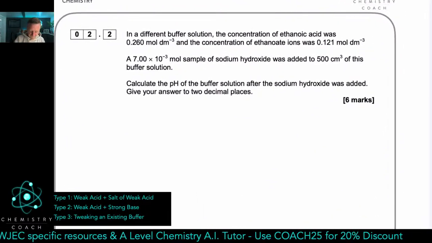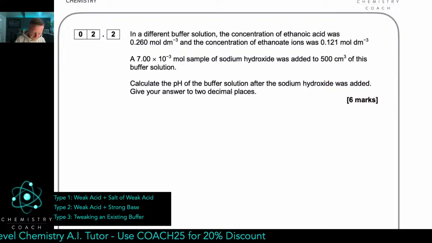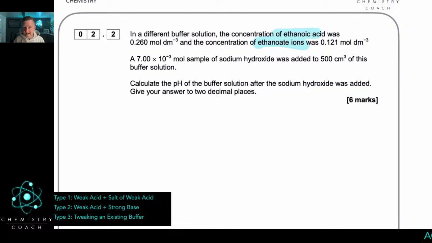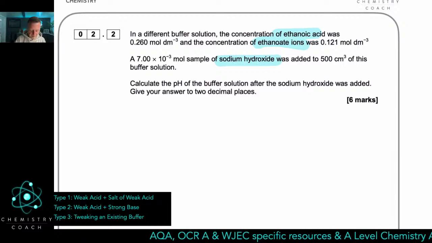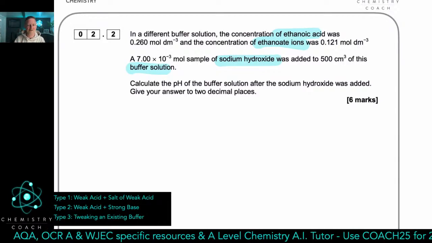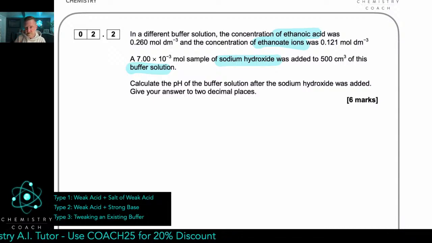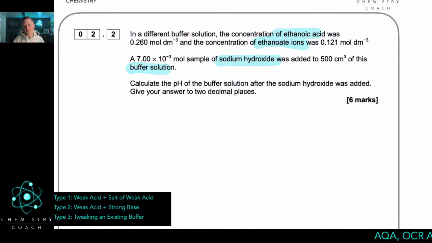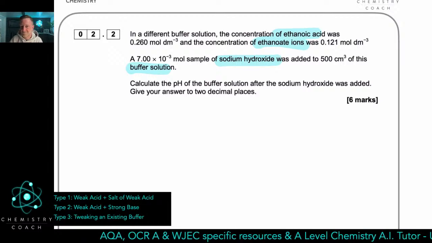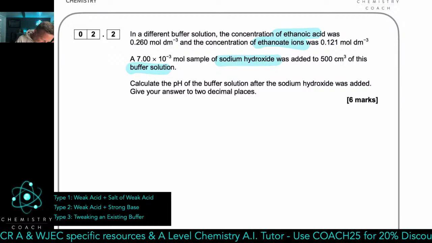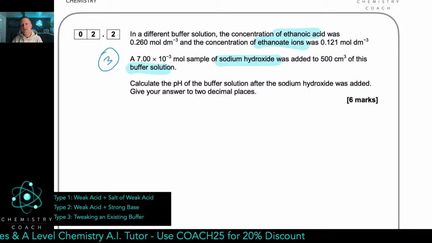Next one, a different buffer solution. The concentration of ethanoic acid and the concentration of ethanoate ions was this, and then a 7 times 10 to the minus 3 sample of sodium hydroxide was added to this buffer solution. So what's this? Is it type 1, type 2, or type 3? For 6 marks here, we've got an existing buffer solution. We're adding some sodium hydroxide to it. So what type have we got? Type 3 again, Alice. Thank you very much.